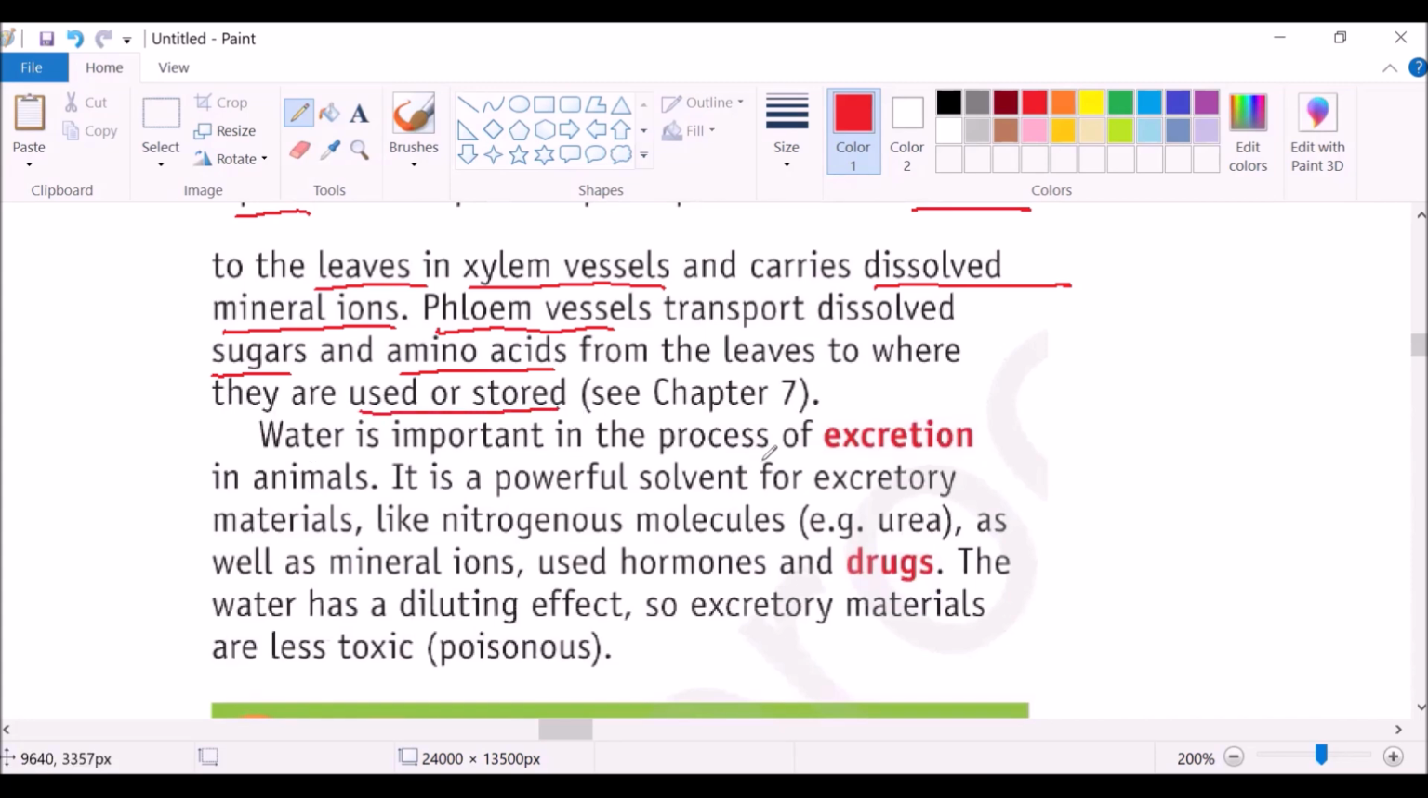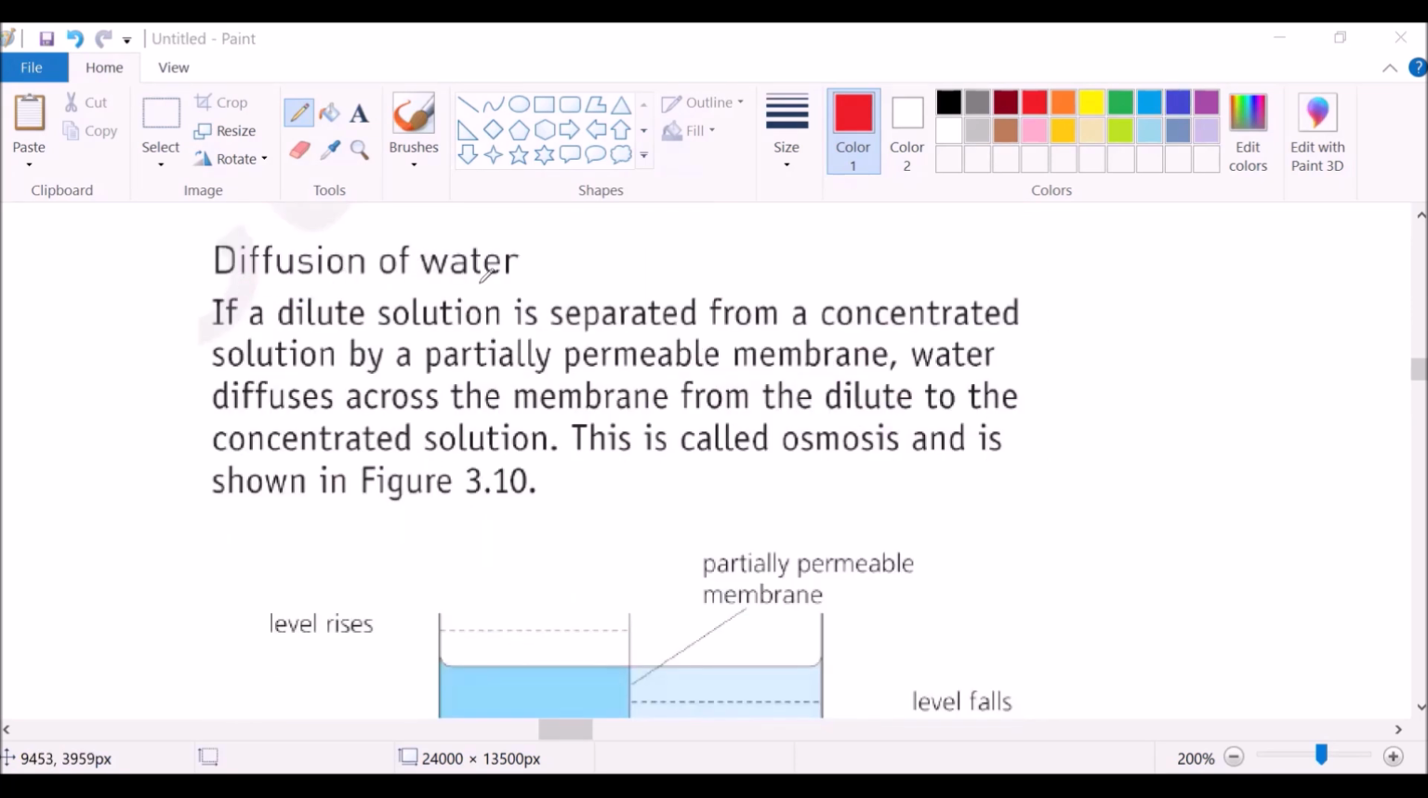Water is important in the process of excretion in animals. It is a powerful solvent for excretory materials like nitrogenous molecules such as urea, as well as mineral ions used in hormones and drugs. Water has a diluting effect, so excretory materials are less toxic or less poisonous as they move. Now let's look at how diffusion of water or osmosis takes place.